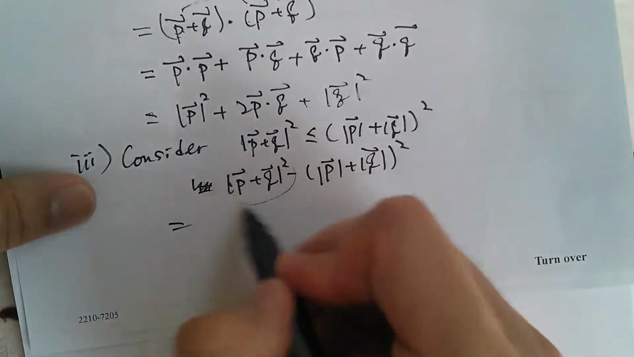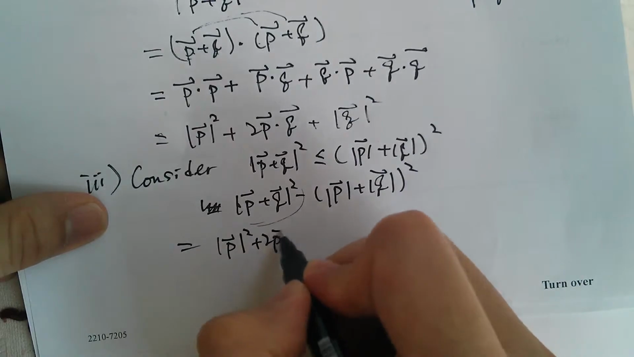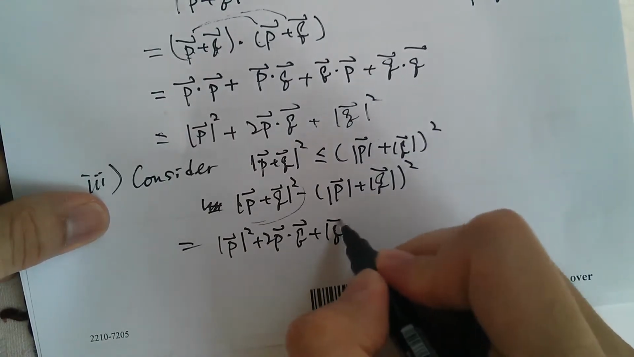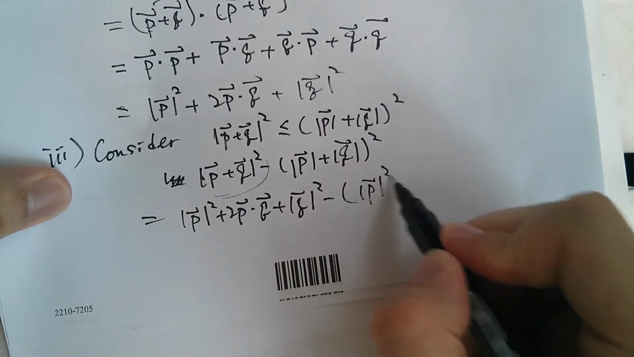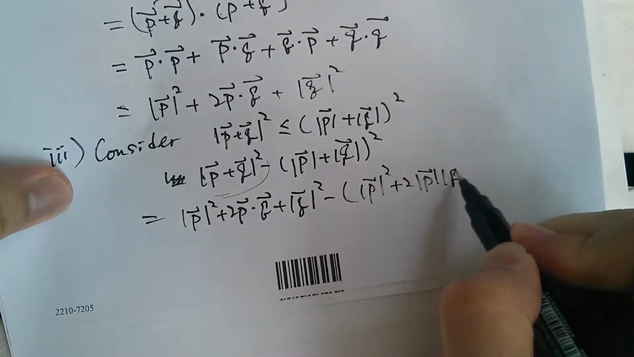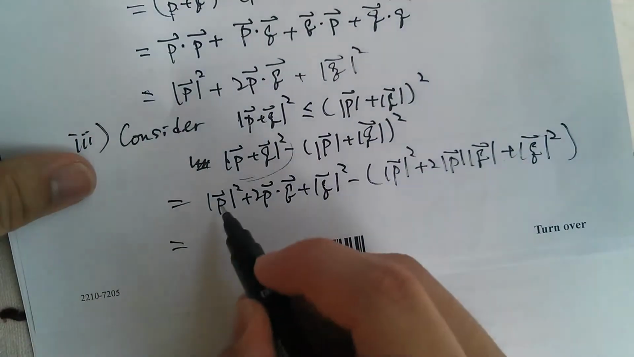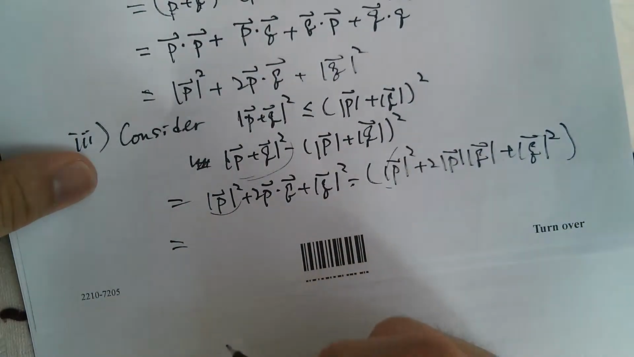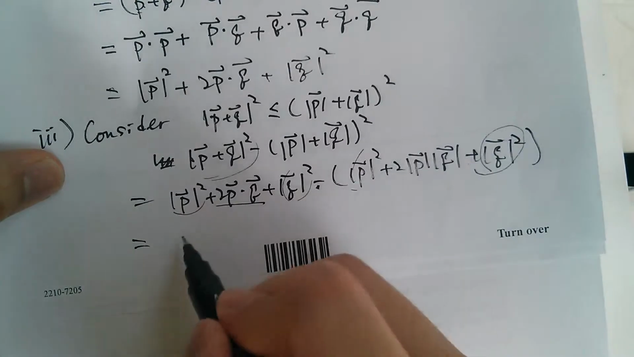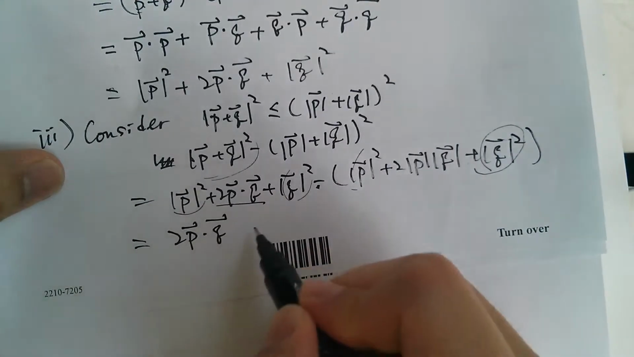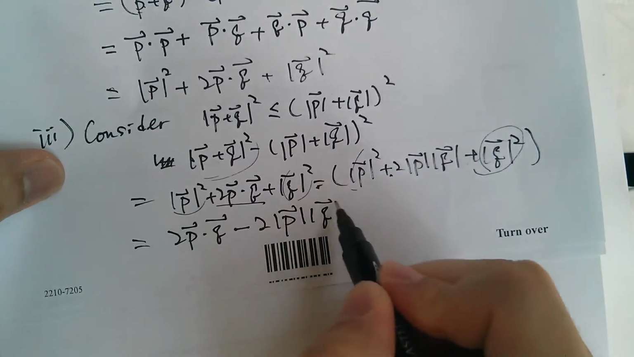Again, we just expand this, which we've done already, so we copy. Minus. Well, this is just (a plus b) squared, we can expand that: a squared plus 2ab. Again, I expect you'll be able to expand. Then P squared minus P squared, that's gone. Q squared minus Q squared, that's gone. What's left is 2P dot Q minus negative, positive, negative, magnitude of P times magnitude of Q.